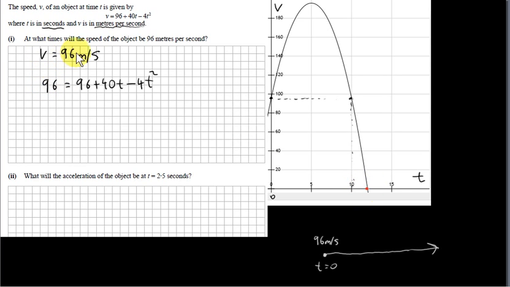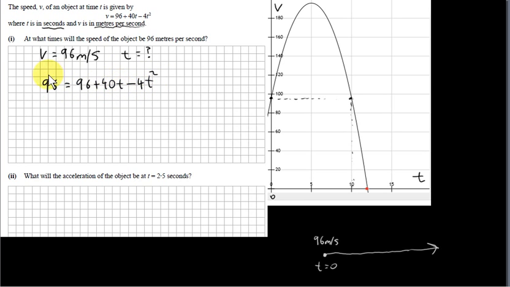So v is 96, so we put v equal to 96, and we have to solve for t. So we have 96 equals 96 plus 40t minus 4t squared. So we need to solve this equation for t. Now this is a quadratic equation. You can see that there's a t squared term, a t term, and a constant term. We get it into the standard form of a quadratic equation.